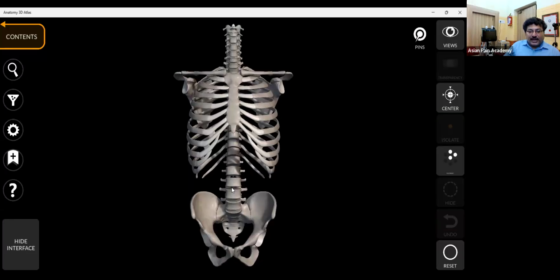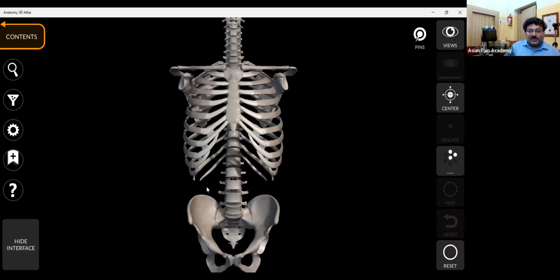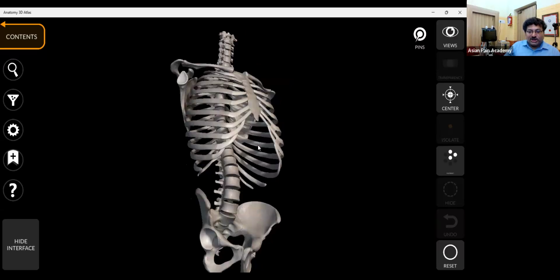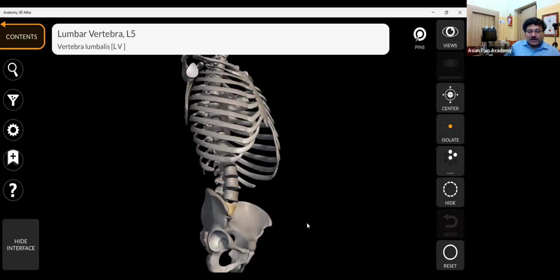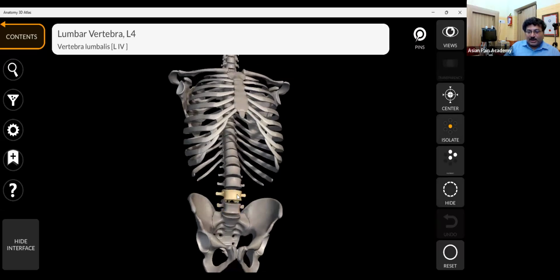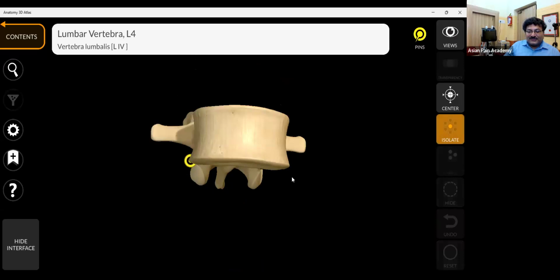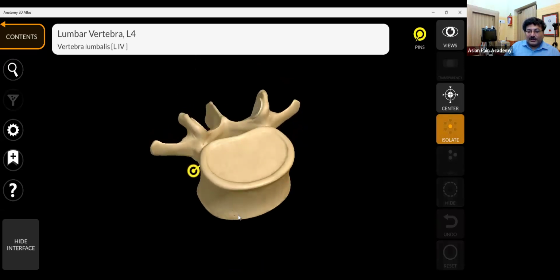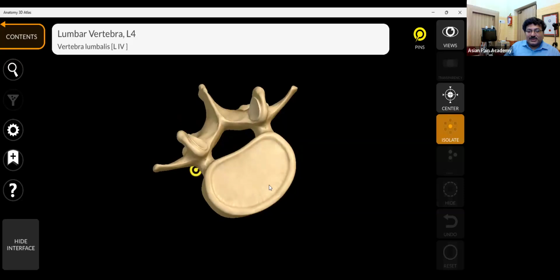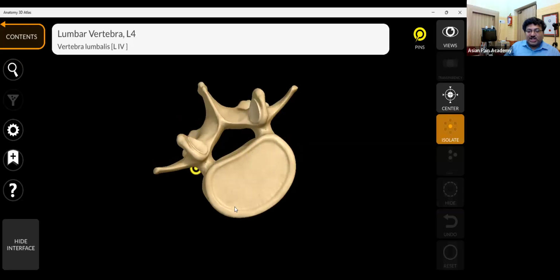So this is the 3D anatomy. And as we know, we have 5 lumbar vertebrae, starting from lumbar 1, lumbar 2, lumbar 3, lumbar 4, and lumbar 5. Now, if we see any vertebral body, it has the following components. For example, it has a vertebral body. You can see anteriorly, this kidney-shaped portion is the vertebral body.